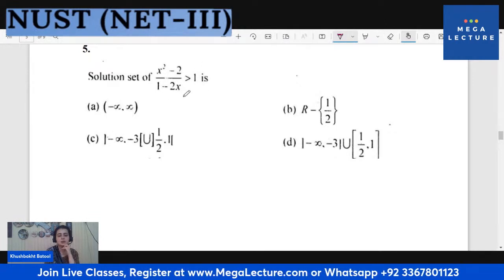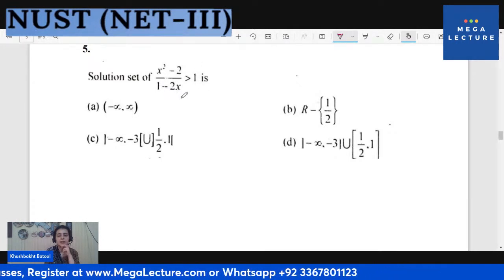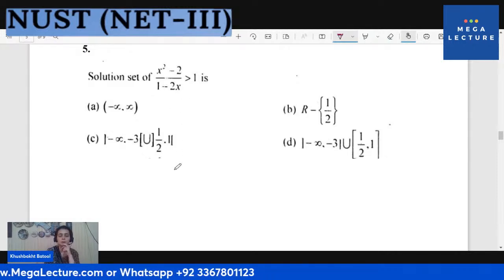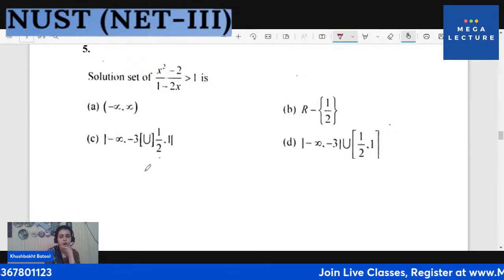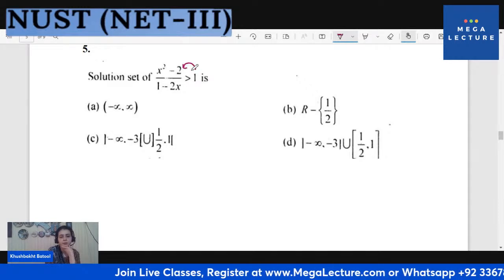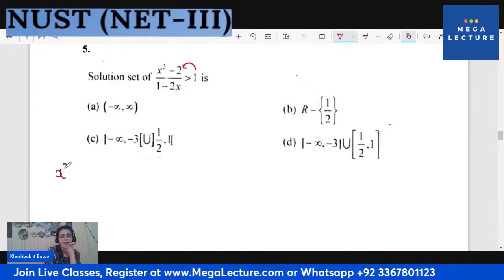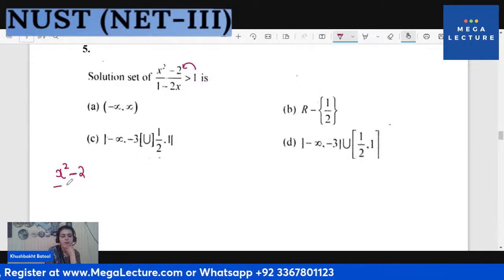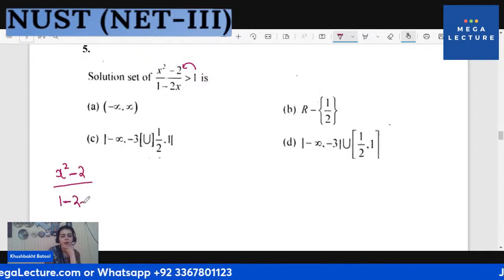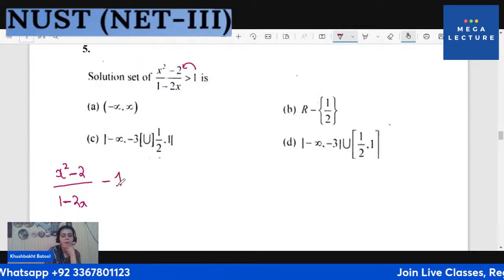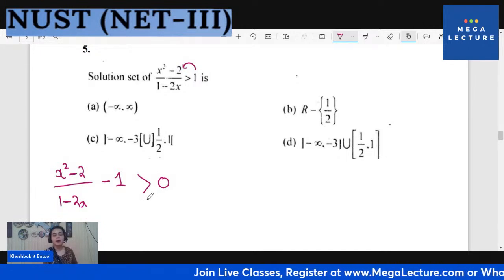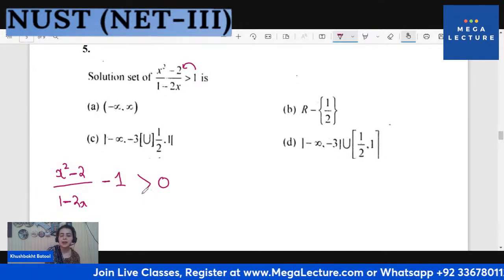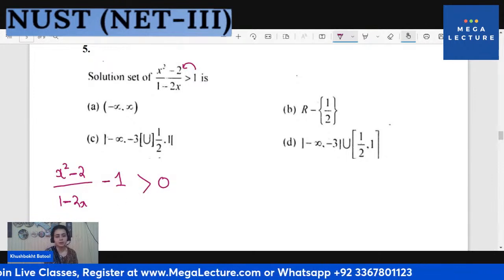I have x squared minus 2 divided by 1 minus 2x. Okay, so I need to think about it. And how do we solve this? So I can just take this 1 from here to here, and I can write it as x squared minus 2 divided by 1 minus 2x, and then we have a minus 1 greater than 0. You need to make sure that the left side or the right side is empty and you just have a 0 there.